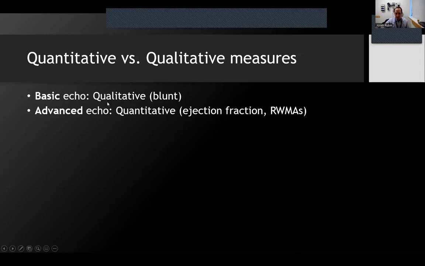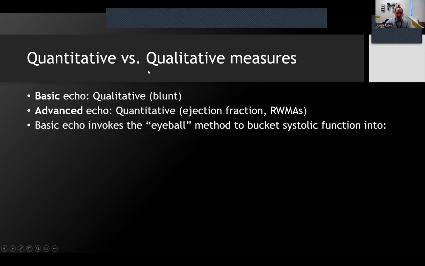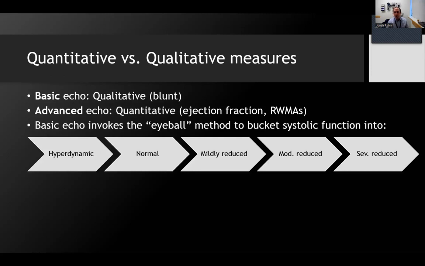Going all the way for advanced critical care echo is not necessarily a critical tool for everyone of all interests. So to keep us focused on basic echo, although this talk will go a little bit into what I would call intermediate echo, as I mentioned, it invokes the eyeball method to bucket systolic function. They say, take your echo probe and just say what you think. Don't tell me a specific EF. Just put your probe on and see, do you think this is hyperdynamic, normal, mildly reduced, moderately reduced, or severely reduced?